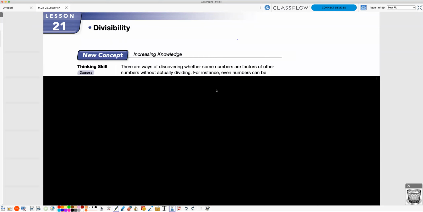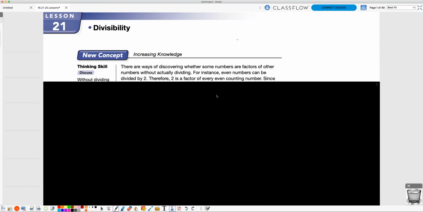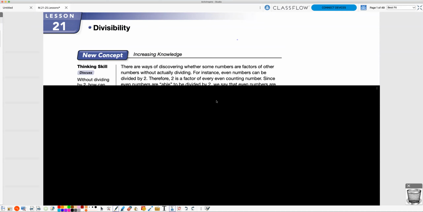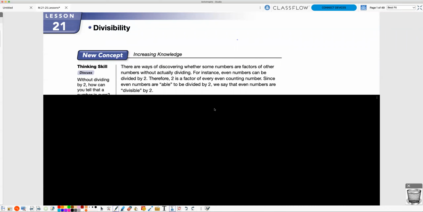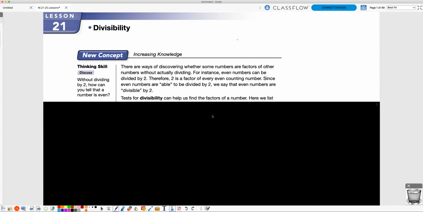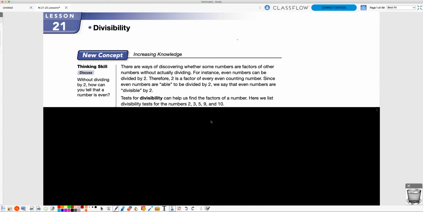The new concept. There are ways of discovering whether some numbers are factors of other numbers without actually dividing. For instance, even numbers can be divided by 2. Therefore, 2 is a factor of every even counting number. Since even numbers are able to be divided by 2, we say that even numbers are divisible by 2. So there are tests for divisibility. They can help us find the factors of a number. Here we list the divisibility tests for the numbers 2, 3, 5, 9, and 10.